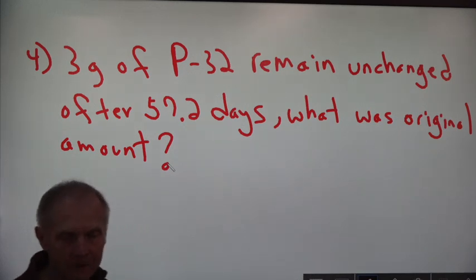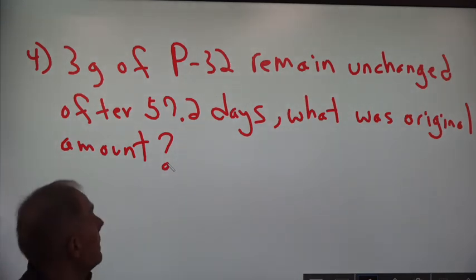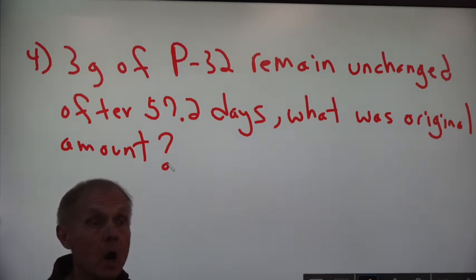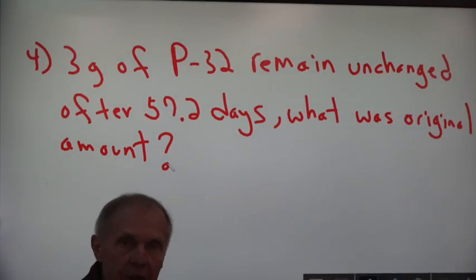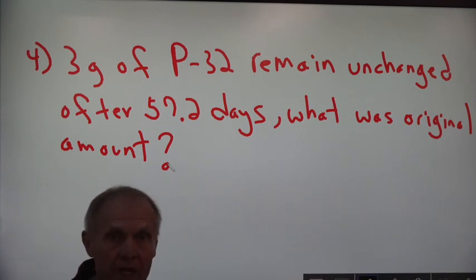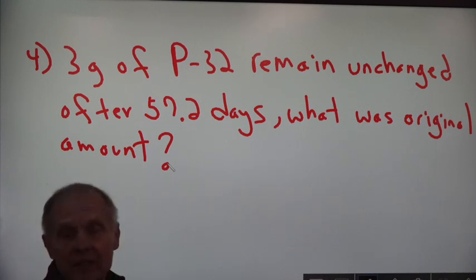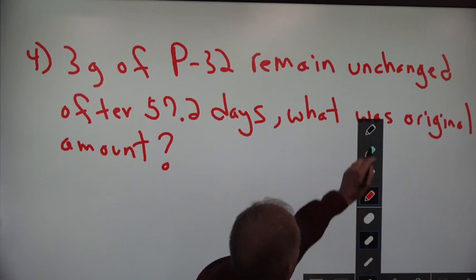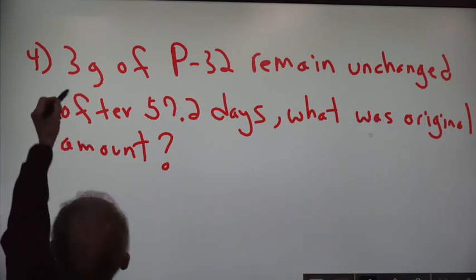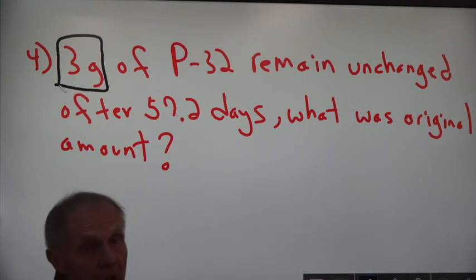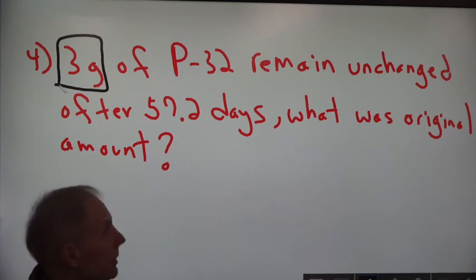Okay, now, why is this different? Because in this problem, I gave you how much we ended up with. So now we have to figure out how much we started out with. Same thing, find out how many half-lives this thing has. First of all, this is what we ended up with: 3 grams.